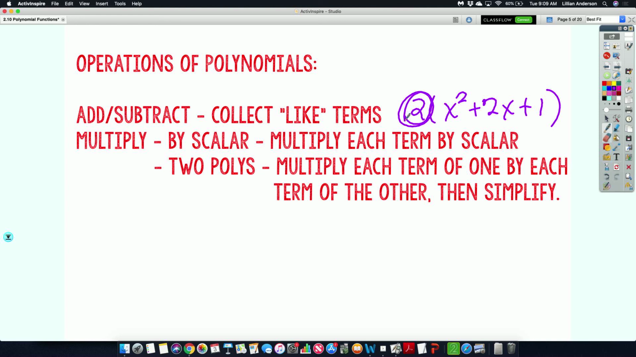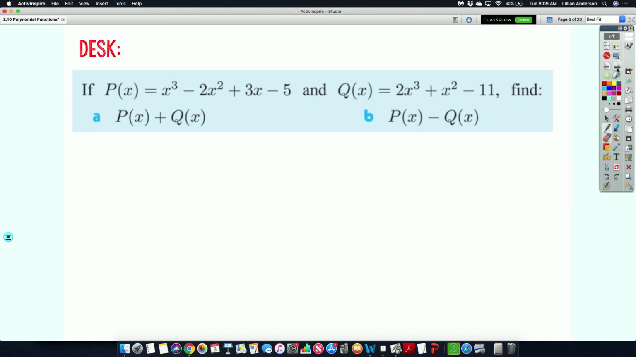Or you can have 2 polynomials, or 3 or 4, and you multiply each term of one by each term of the other, and then simplify. Y'all remember that? All right. So then on your desk, show me. I give you 2 polynomial functions, p of x and q of x, and I want you to do what for a and what for b? Subtract. Very good. Do that on your desk.